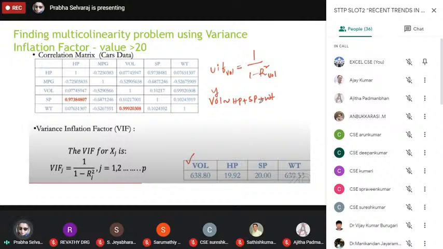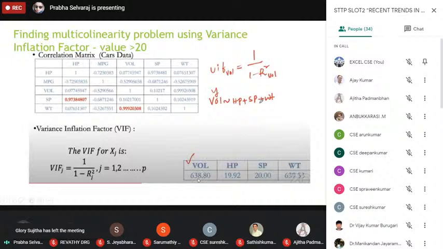So I have to find out among the four variables which are highly correlated. In order to find that out, I will find the R square based on the other three variables. I'll keep one variable as Y and the other variables as X values, and calculate the R square value. So in the first model, I'll keep volume as Y and the other HP, SP and WT as X1, X2, X3, and I'll find out the R square and the VIF value.